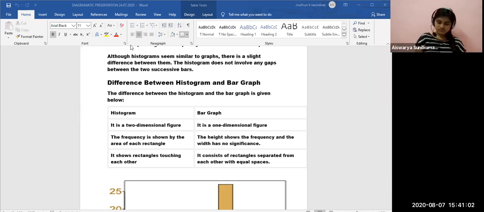Yeah. So both together create it. Both are creating the area. That means the height of the bar and the width of the bar, both are important.